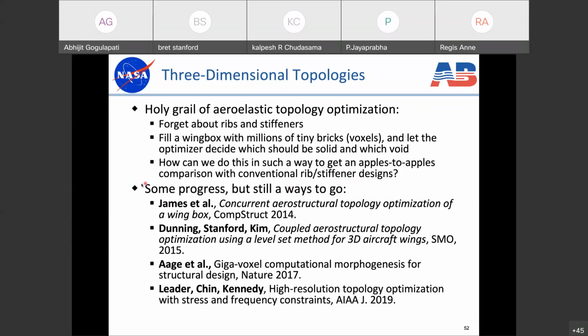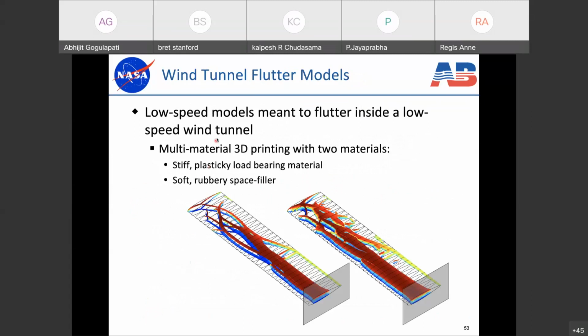But this is very difficult to do due to the enormous computational cost. And so there's quite a bit of work still to be done there. We've done some work in recent years, not exactly for wing box structures, but looking at three-dimensional topologies of low-speed flutter models. So these are plastic flutter models that we would install inside a wind tunnel, and they're designed in such a way that they flutter inside the envelope of that wind tunnel, and then we could use the data for computational validation.